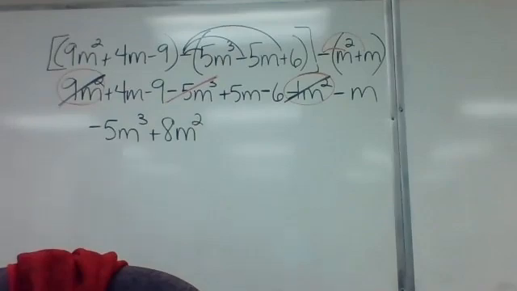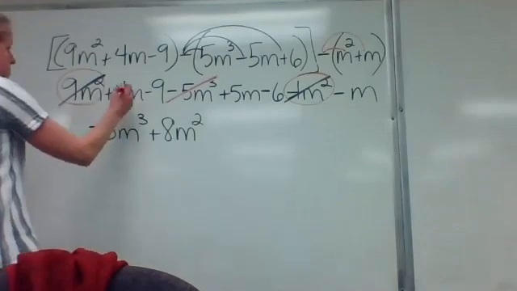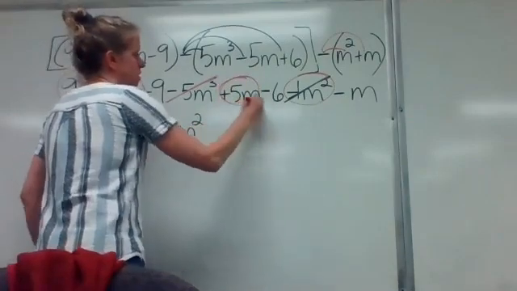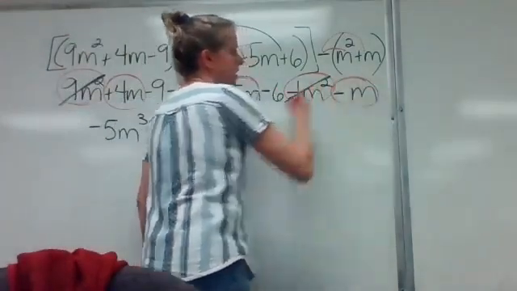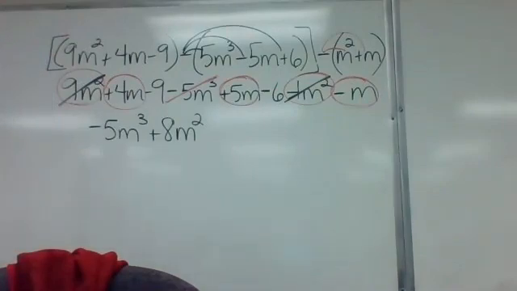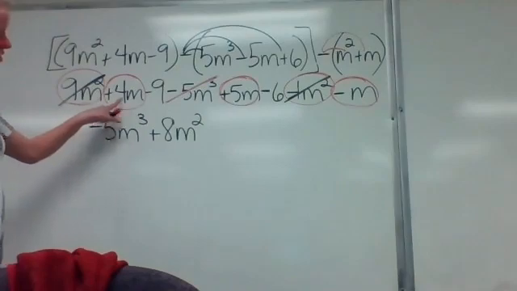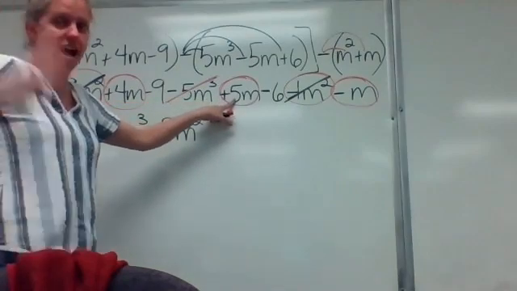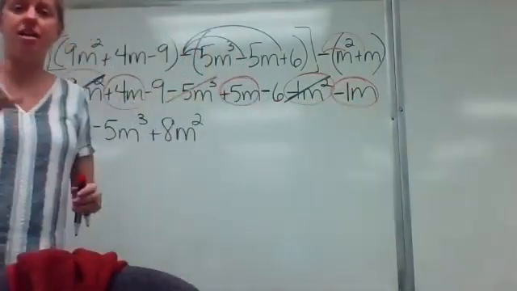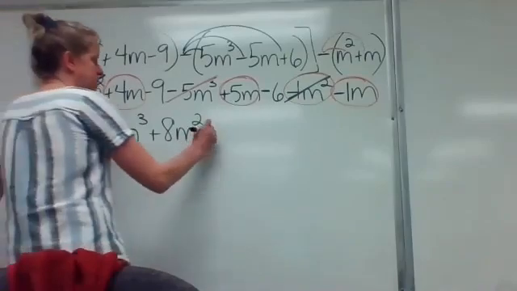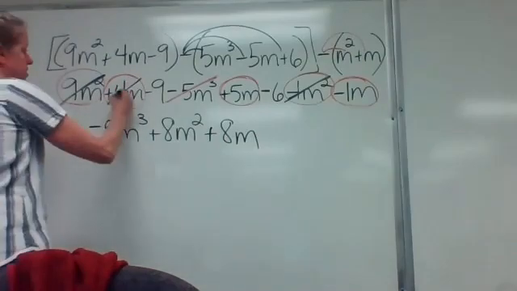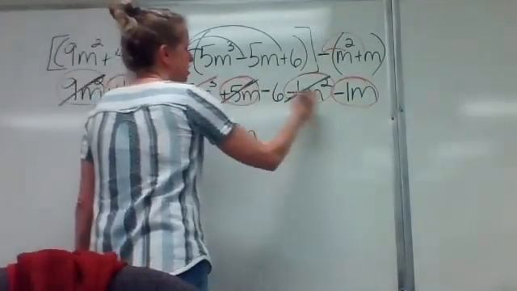All right, after your m squareds, then you're looking for m's. So let's see what we have along the m. So there's an m. There's an m. And there's an m. So I've got 3 terms that I'm going to put together. So let's see, here I've got 4 plus 5, so that gives me 9. Then I have minus 1. So all together I've got 9 minus 1, which gives me 8 m's. So cross out your m's. Done with those.